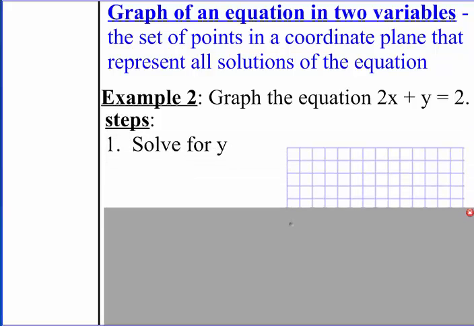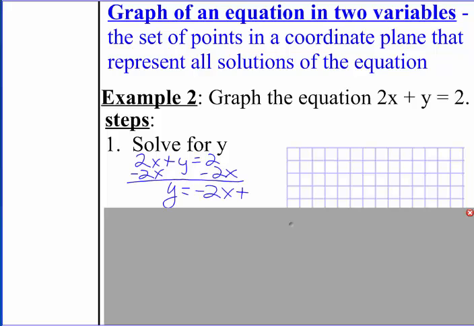So the first thing we want to do is solve for y. Rewrite the equation so that the y is by itself. So we have 2x plus y equals 2. We're going to subtract the 2x on both sides so that the y is all by itself: y equals -2x plus 2. So we solve for y.